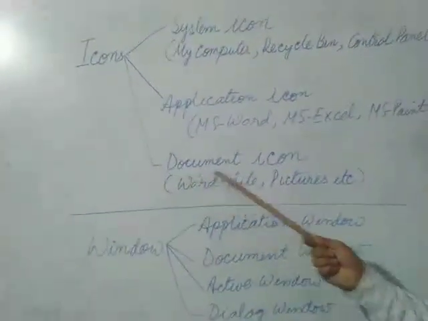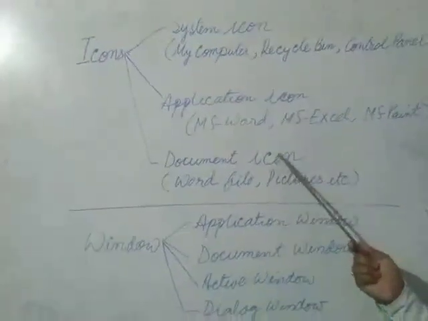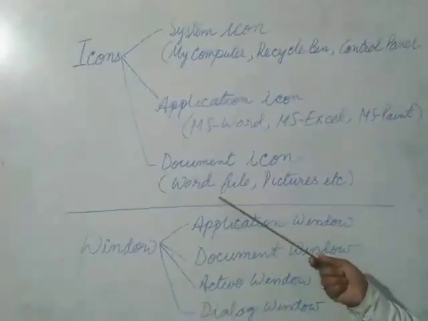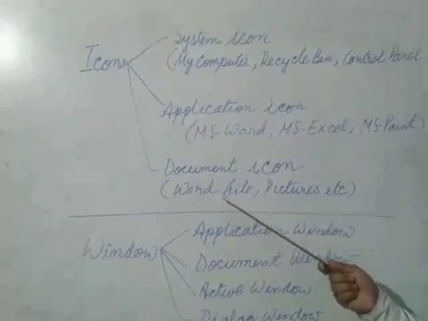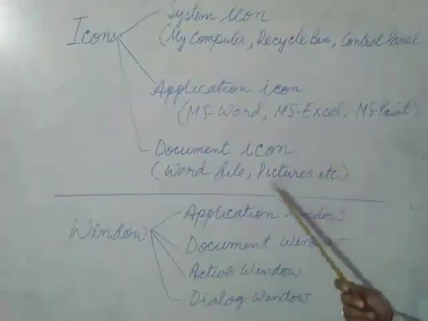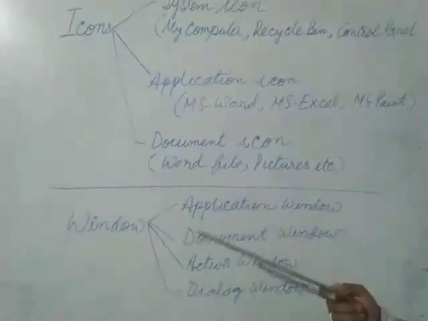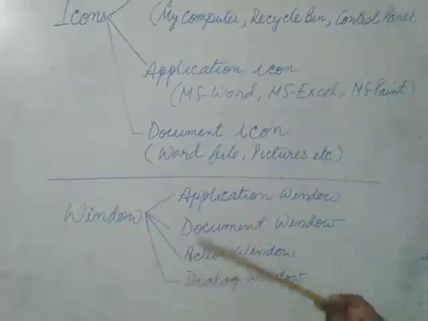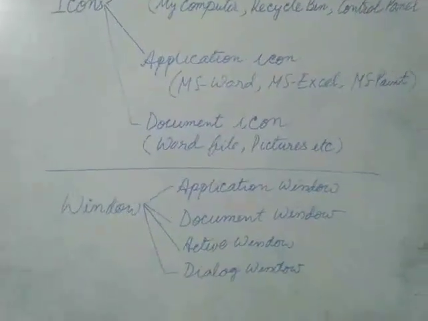The third one is the document icon. A document icon means any personal file, any picture you place on the desktop, or any PowerPoint presentation file you place on the desktop so that you can work on it quickly the next day.